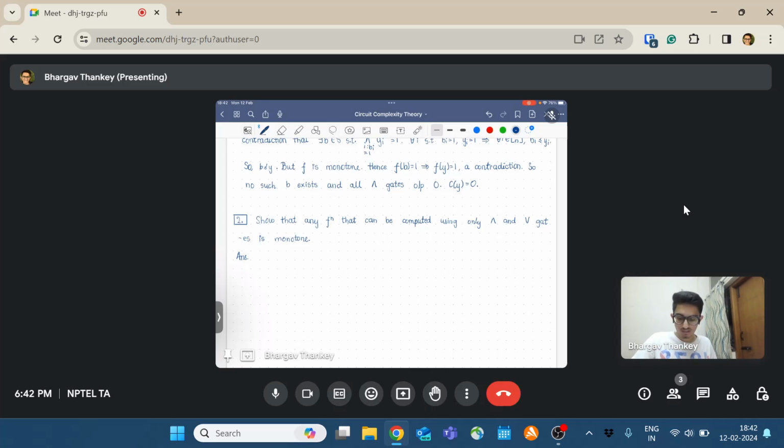So again, if I have a monotone function and it is an input to an OR gate, any input, suppose... what do I have to show? If the inputs to an OR gate are monotone, the output should also be monotone. Yes. Okay.